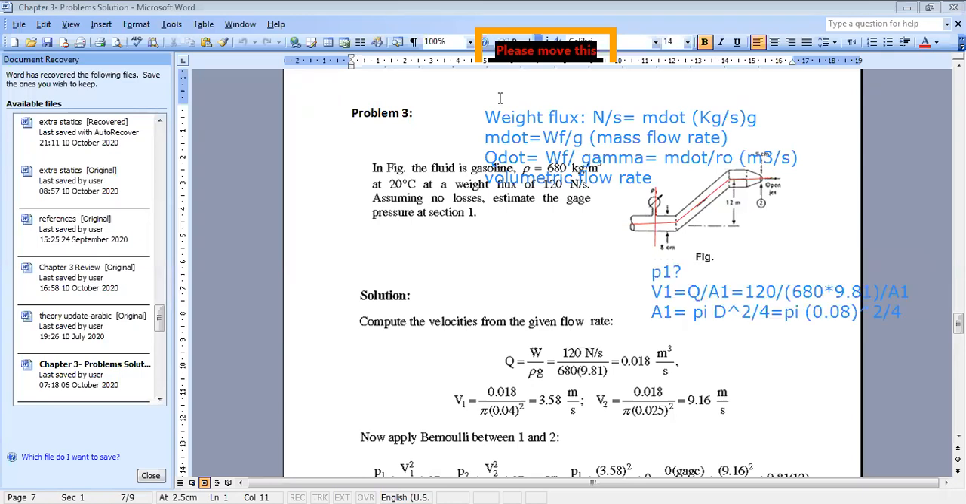Now, for section 2, what do I know about section 2 at the exit? At the exit level at section 2, it's a jet open to the atmosphere. Because the jet is open to the atmosphere, you can say that P2 is equal to P atmospheric. And since they want P1 in gauge pressure, P2 should also be expressed in gauge pressure. So it's equal to 0 gauge. Okay? Now, you can apply Bernoulli between sections 1 and 2.